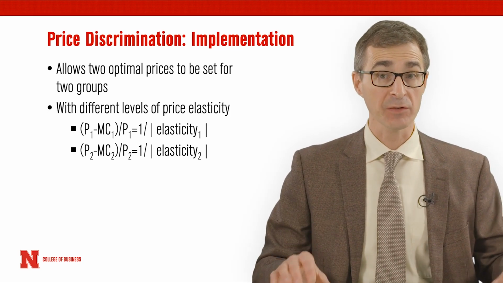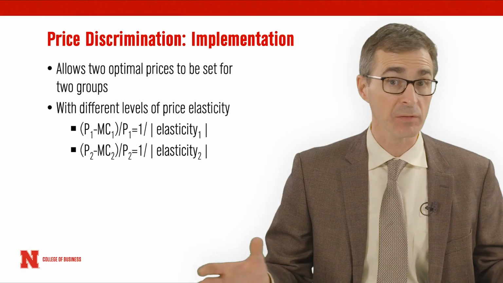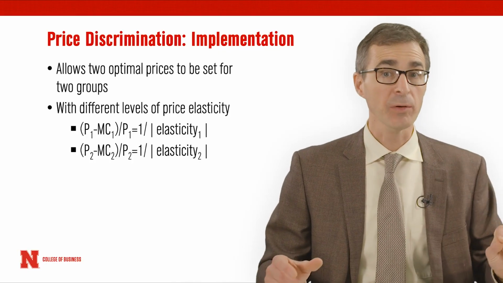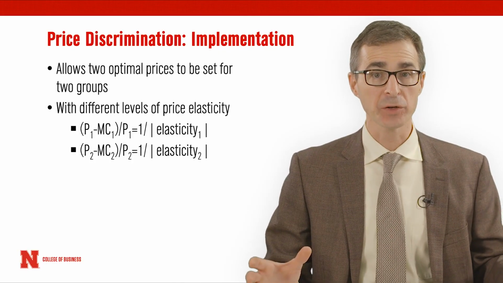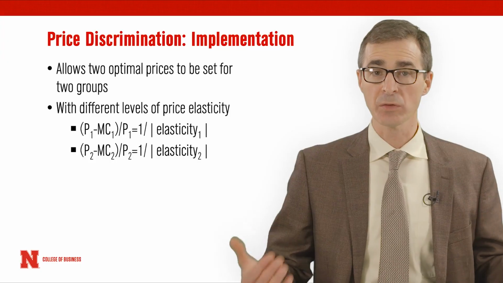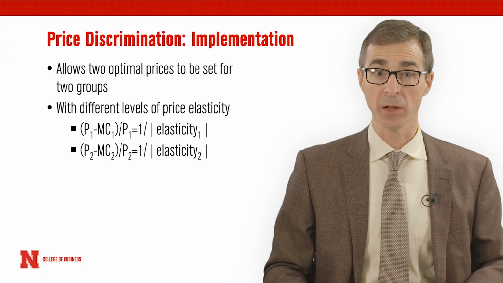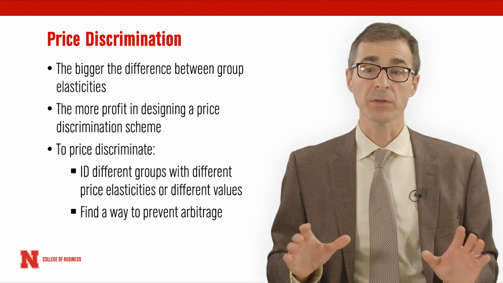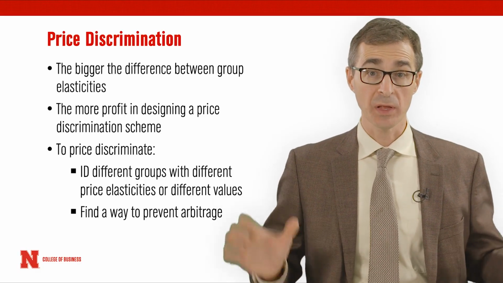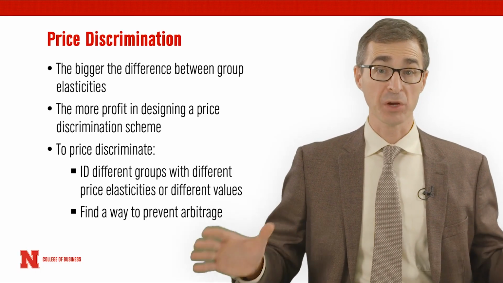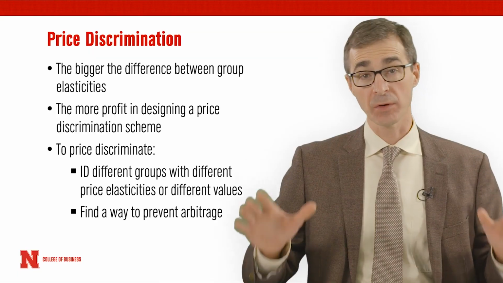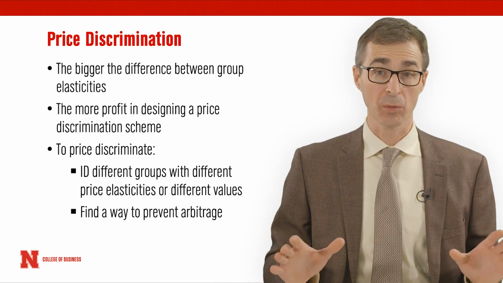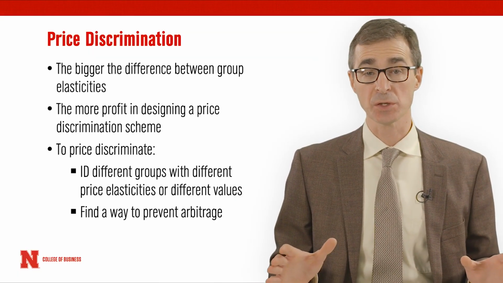If their price elasticity is higher, they're more price sensitive in the low value group, then 1 over E will be smaller, and the margin among the low value customers will intuitively be smaller as well. The bigger the difference between the 2 groups' elasticities, in other words, the bigger the gap between their price sensitivities, the more profit opportunity there will be in a price discrimination strategy.